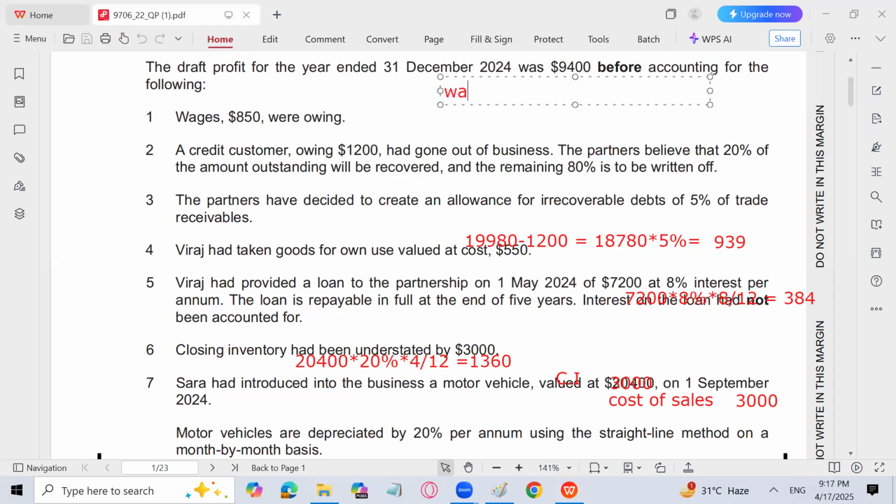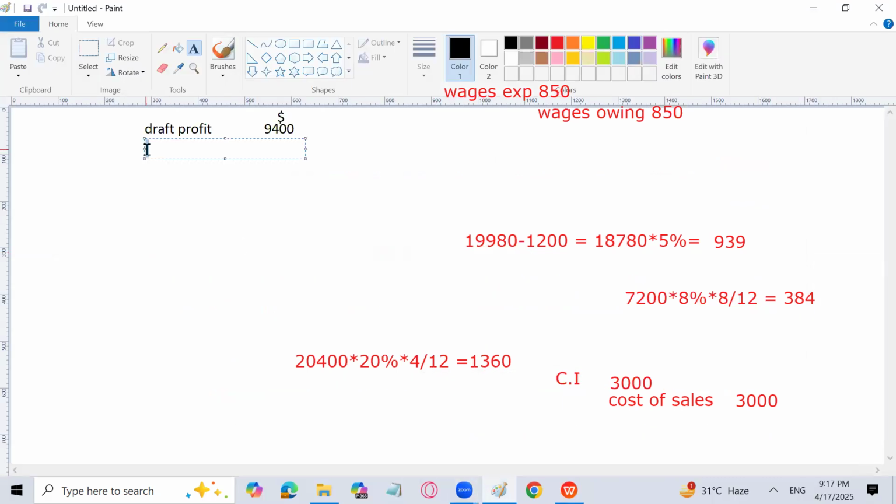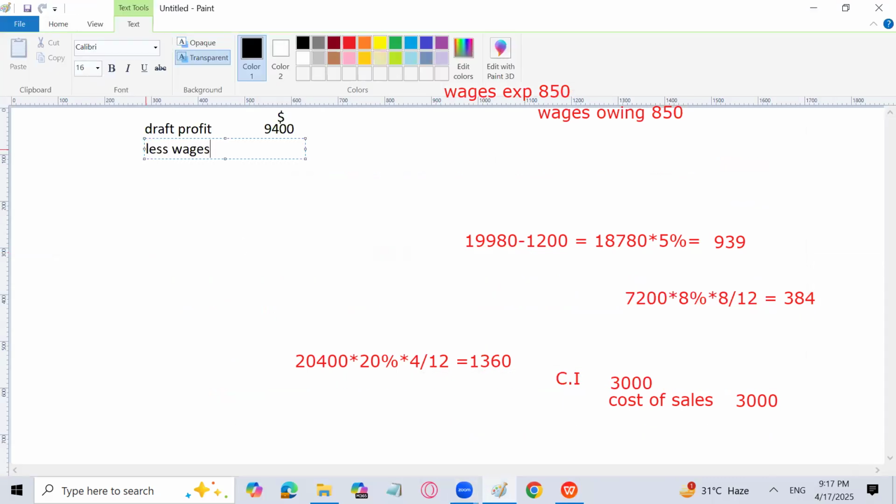What is the entry? Wages expense is going to be debited, which is not debited actually, 850. And wages owing is going to be credited, which is a liability because neither is it recorded nor paid. It's a current liability also, and an expense will increase. So we have not recorded it in expenses. Wages expense is not recorded under the heading of expenses. So it needs to be subtracted from the profit. So less wages owing or accrued, that is going to be 850.